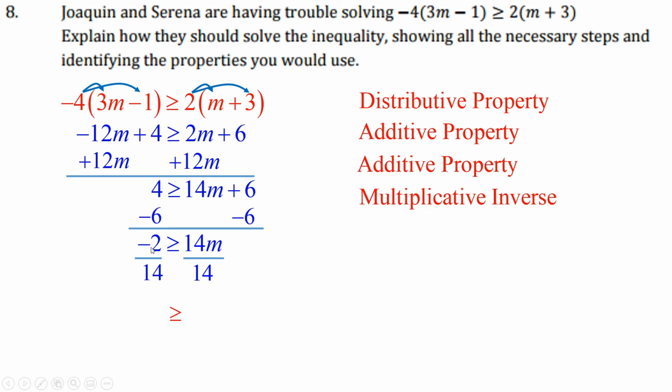And let's reduce -2 over 14. A negative over a positive is negative, and 2 over 14 reduces to 1 over 7. So -1/7. And then on the right, the 14s cancel, leaving our m. So m is less than or equal to -1/7. Or you could read that as -1/7 is greater than or equal to m. I like to read from my variable because it makes it easier for me to graph. Okay, so explain how they should solve the inequality, showing all the necessary steps and identifying the properties you would use. Great.